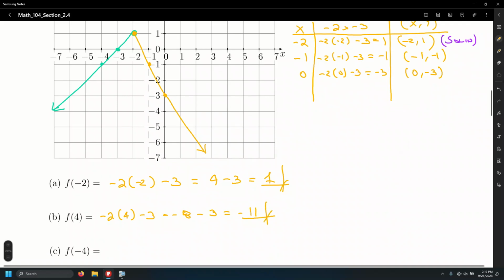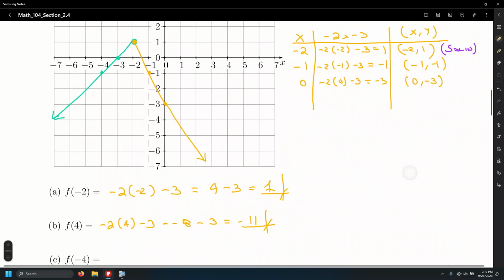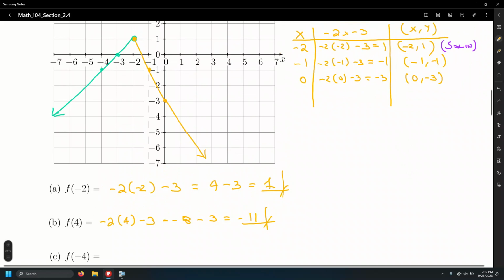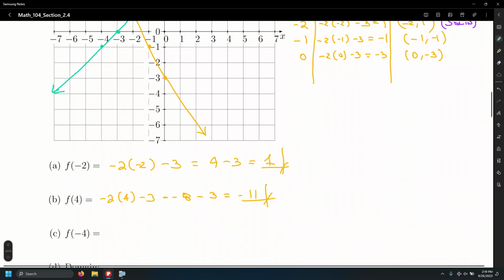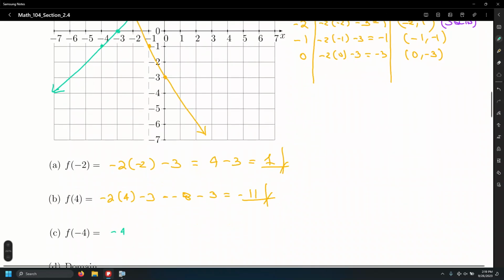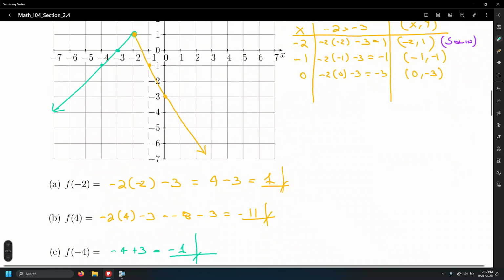And lastly, f of -4. Is -4 in the green section or the yellow section? In the green section. So we're going to use the green function. Let me change color. That is x plus 3. That is -4 plus 3, which equals -1. Right? Okay, let's find the domain of this function from the graph.